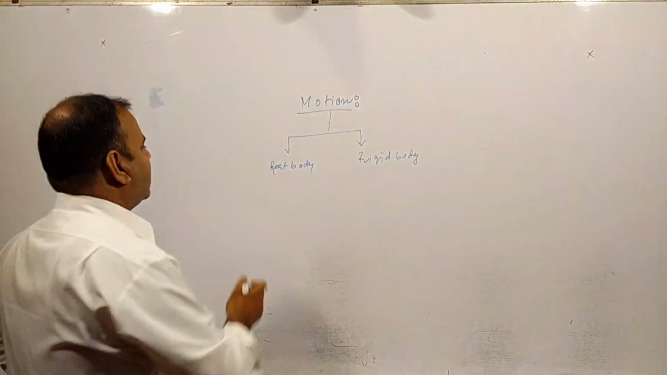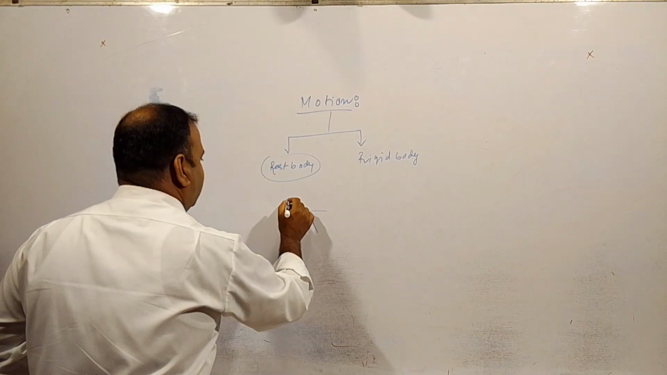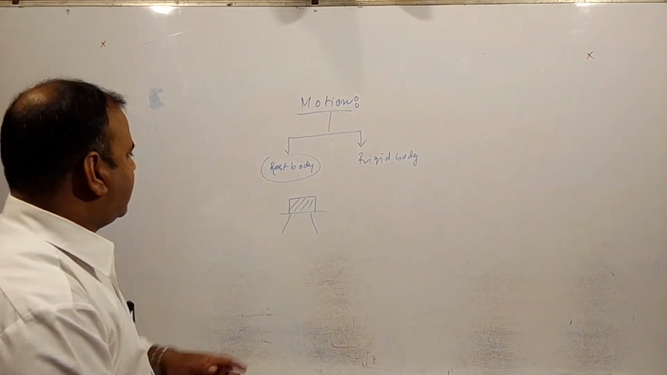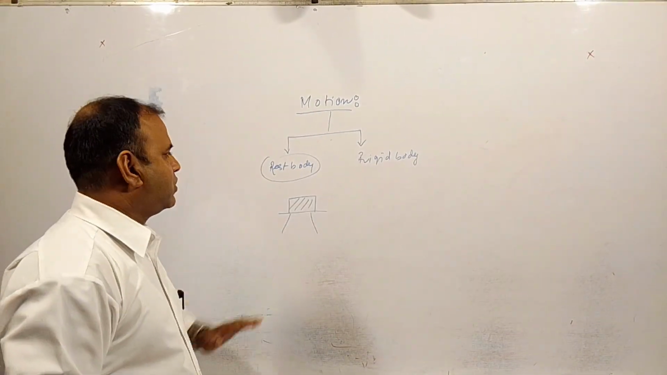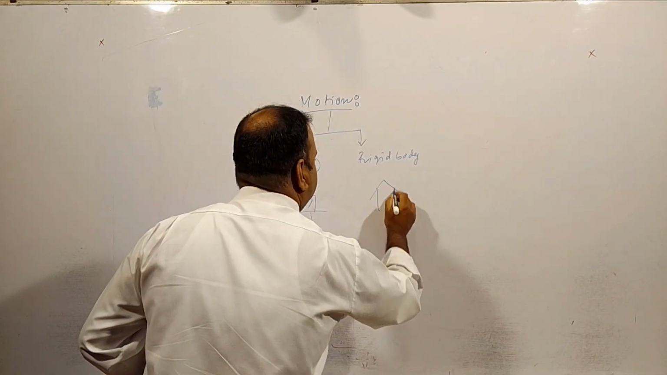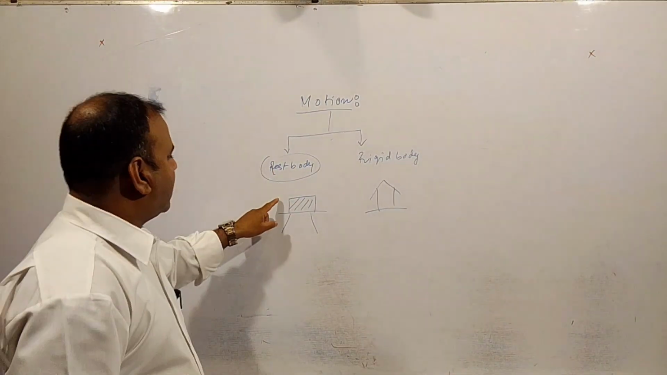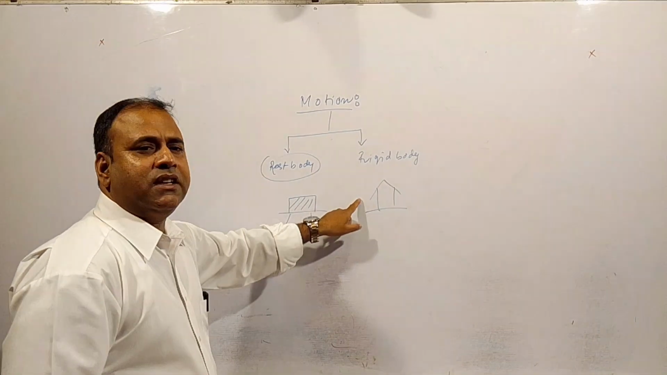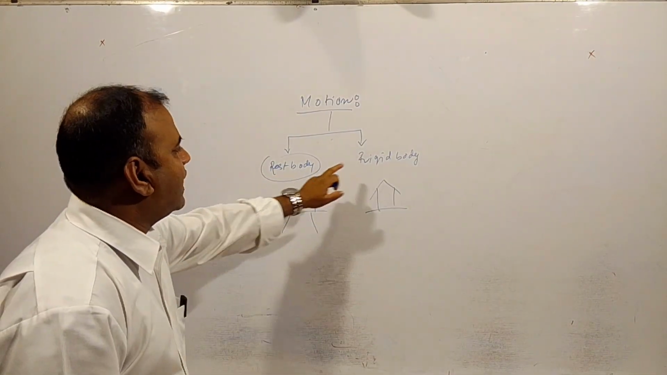Suppose you consider a rest body. Suppose one table is here, and on the table I consider one duster. This is a duster, and the duster is at rest. That is why the duster is known as being in a rest position. Now, in the case of a rigid body, I am considering a building. The building is also at rest. Here you can see the duster or a book is at rest, and here the building is also at rest. Now, what is the difference between the rest body and rigid body?